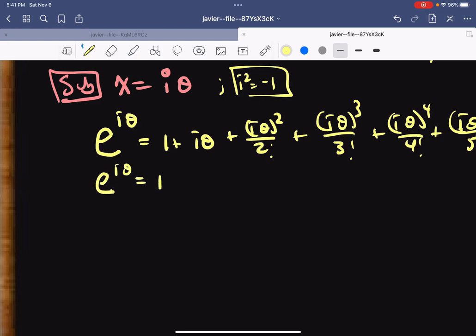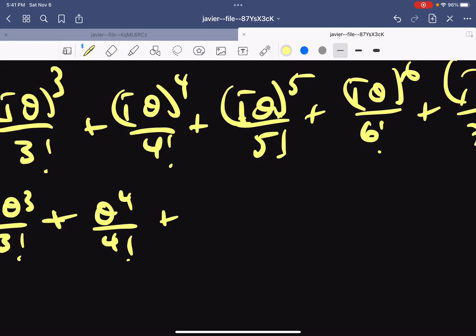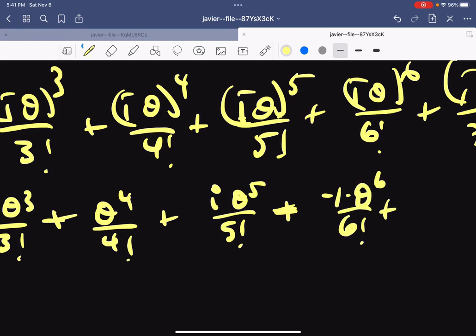is said, hey, this is 1 plus i theta plus negative theta squared over 2 factorial plus negative i theta to the third over 3 factorial plus theta to the fourth over 4 factorial. That's because you got 4 i's there, and that's a negative 1 times a negative 1. This becomes just i theta to the 5 over 5 factorial. This becomes minus or plus negative 1 times theta to the 6 all over 6 factorial, and on and on and on.